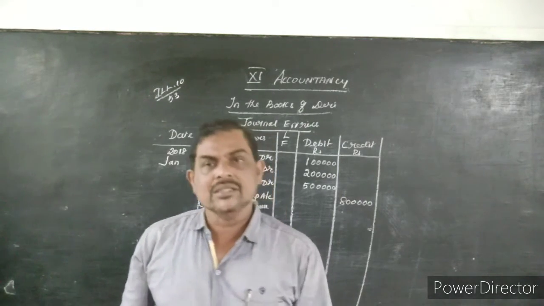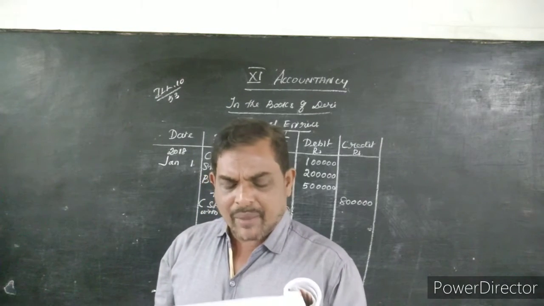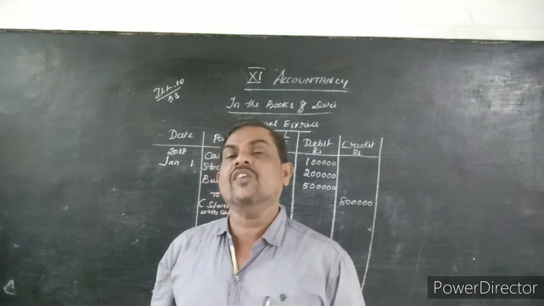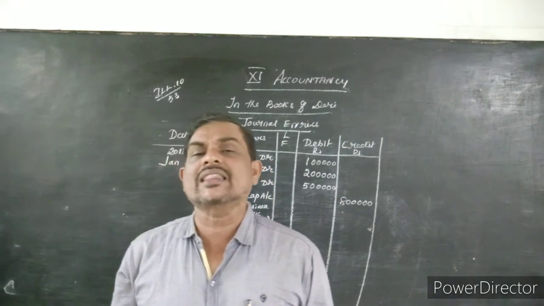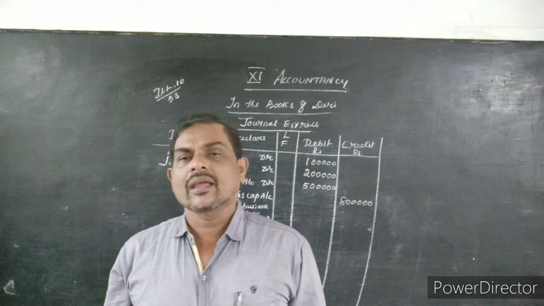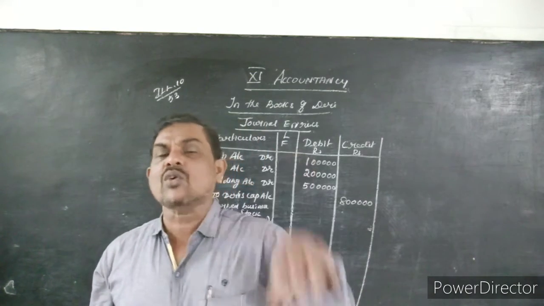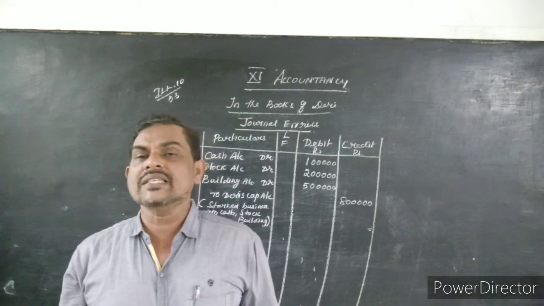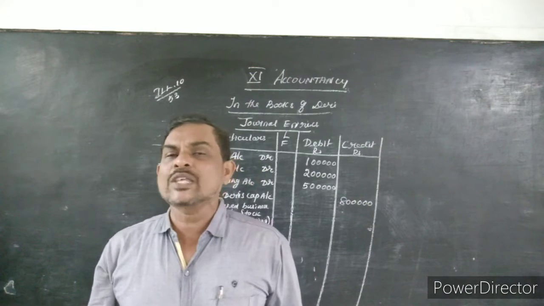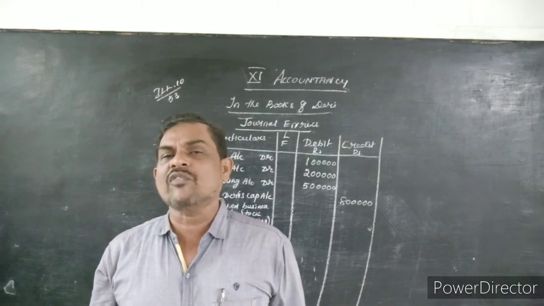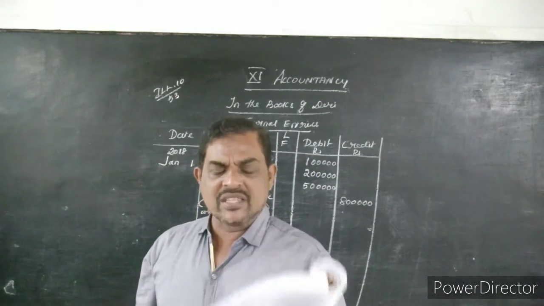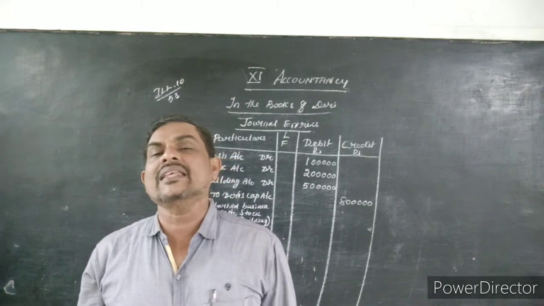Now, second journal entry. Purchased goods from A and Company on credit. Here purchase of goods is nothing but purchase. Purchase account is a nominal account, that is an expense. What is the rule of nominal account? Debit all expenses and losses. So as per the rule of nominal account, the purchase account will be debited. And one more account is there, A and Company. A and Company is a personal account.